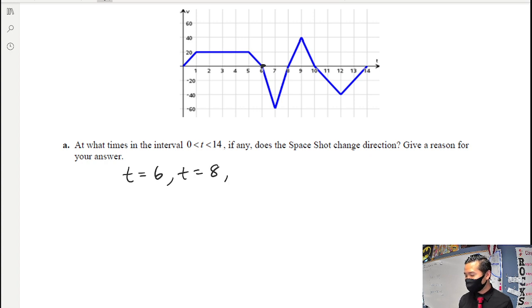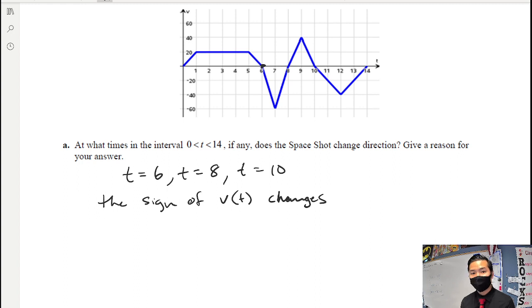Because you start initially at positive, so it's not changing. T is equal to 8. And T is equal to what? 10. What would be my reason? Because the sign of the velocity changes at each of those values of t. Yes, that's exactly it.